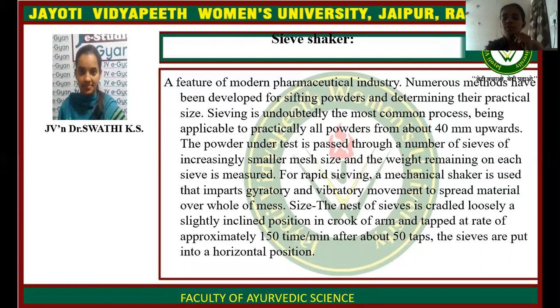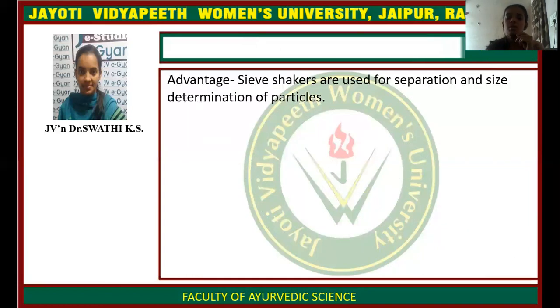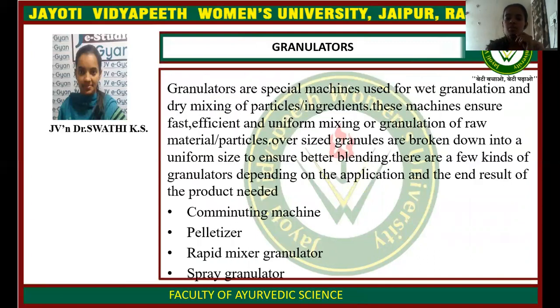For rapid sieving, a mechanical shaker is used that imparts gyratory and vibratory movements to spread material over the whole of the mesh. In manual sieving, the nest of sieves is cradled loosely in a slightly inclined position in the crook of an arm and tapped at the rate of approximately 150 times per minute. After about 50 taps, the sieves are put in a horizontal position. The advantage is that sieve shakers are used for separation and size determination of the particles.